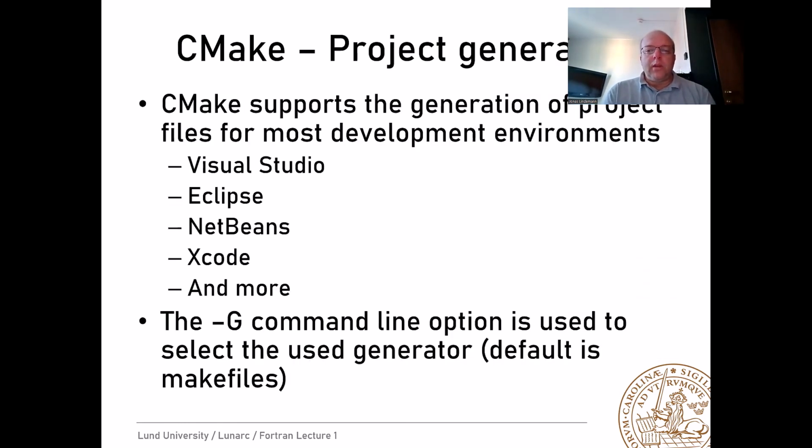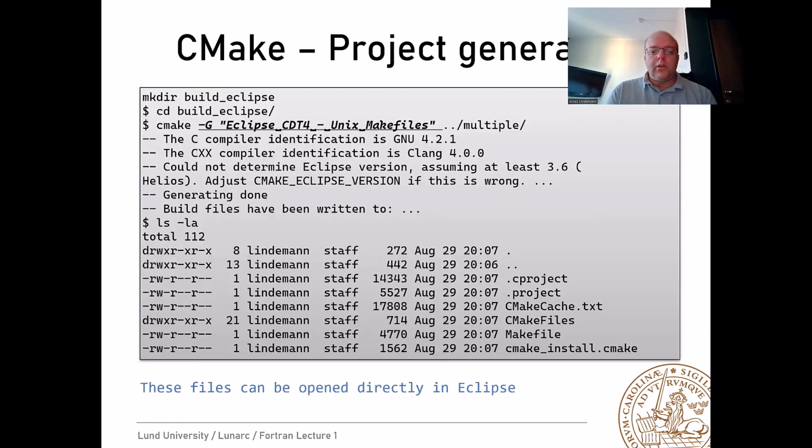It's also possible to generate project files, and this is one of the strengths of CMake. If you are a Windows developer or a Mac developer or an integrated development environment developer, you often want to use an IDE to compile your source code. And CMake can actually generate the project files for each of these environments. So Visual Studio is supported, Eclipse is supported, NetBeans, Xcode, and more. And you can query which environments are supported by using the -G command to select which one.